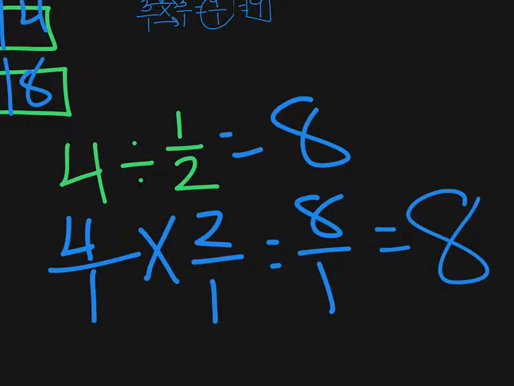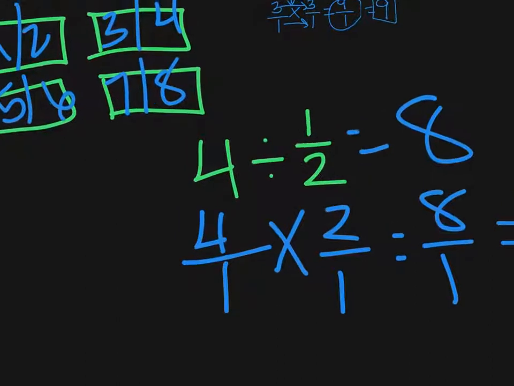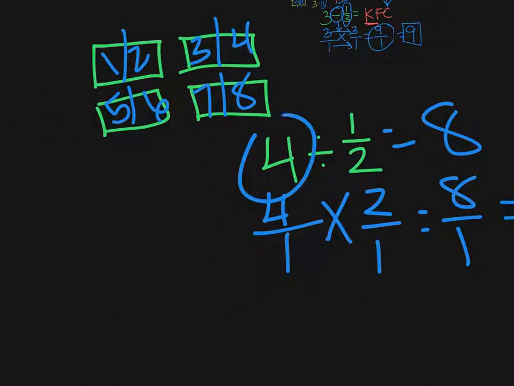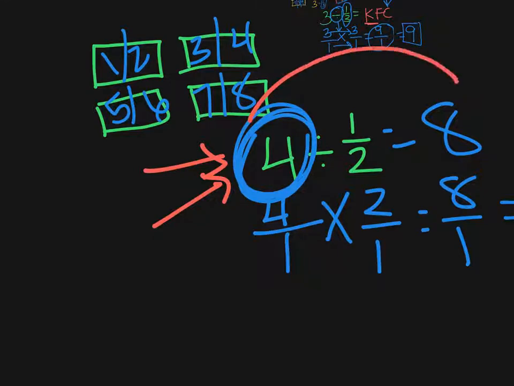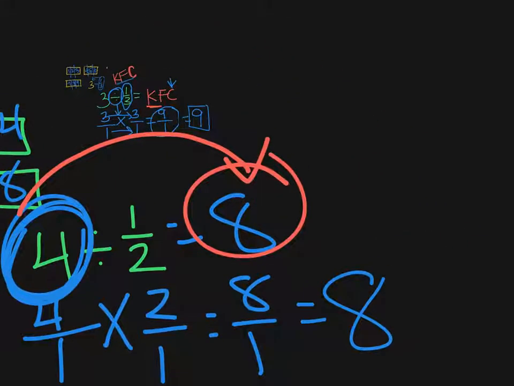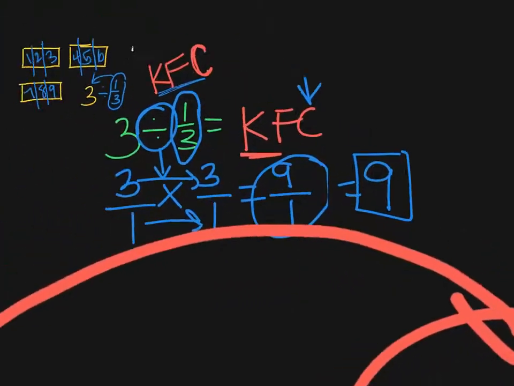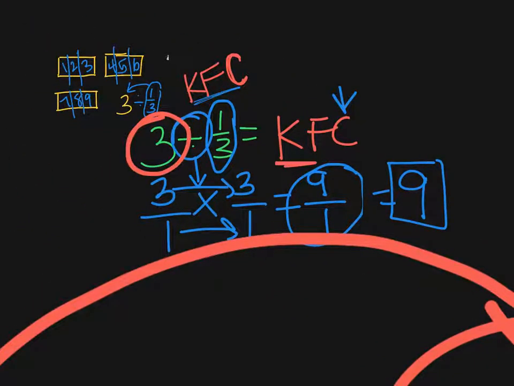All right? And the thing to look at now, since we're dealing with whole numbers first, right? All of our questions this week are going to have a whole number first. I like to use this one to help out. If you start with a whole number, your answer is a whole number. So if you start with a whole number, end with a whole number, KFC, keep, flip, change. That's how you divide fractions.